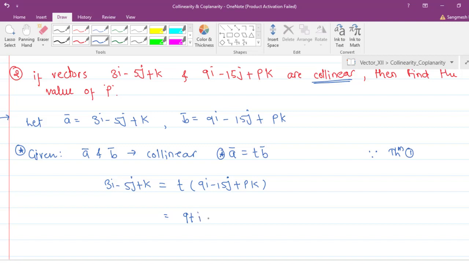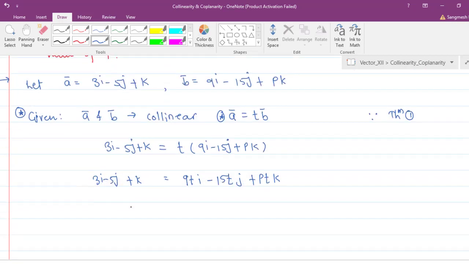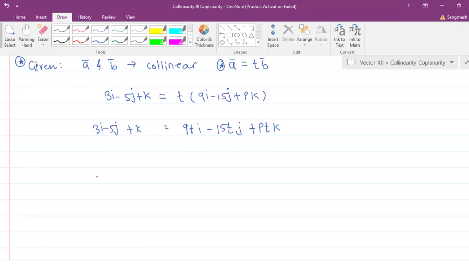9t i minus 15t j plus pt k is equal to 3i minus 5j plus k. Okay, so as these two vectors are equal, we can directly equate their coefficients of i, j, k. Therefore 3 is equal to 9t, minus 5 is equal to minus 15t, and 1 is equal to pt.